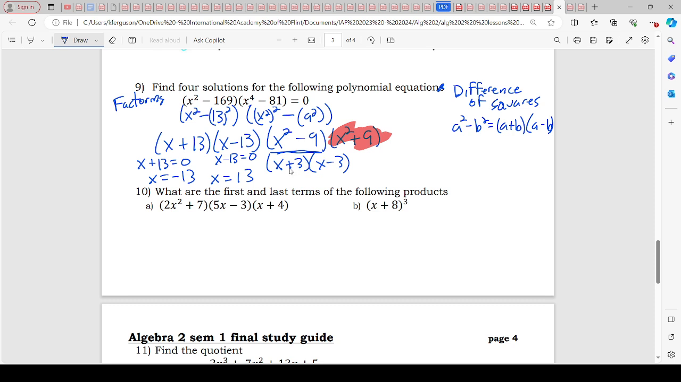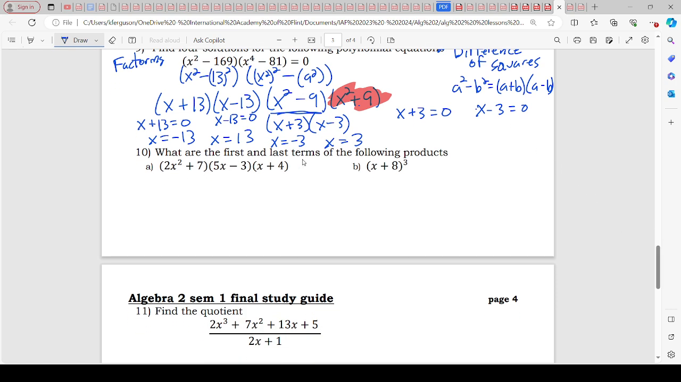Right here, I take x plus 3 and set it equal to 0. I subtract 3 from both sides and get x equals negative 3. And then finally, I got x minus 3 equals 0. I add 3 to both sides and I get x equals positive 3. So there are my 4 solutions. I didn't use that one because I can't break that down. Does anybody have any questions? The difference of squares is what makes the difference on this problem. The difference of squares. All right.